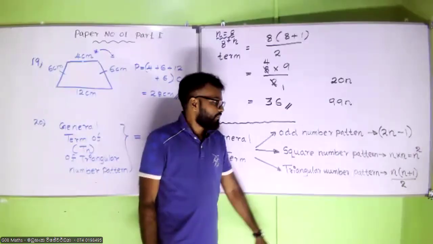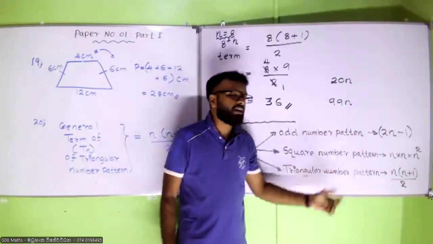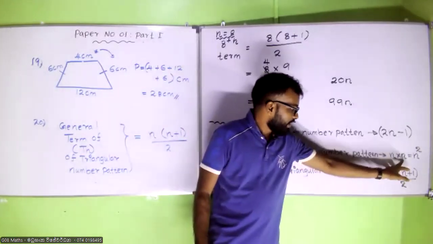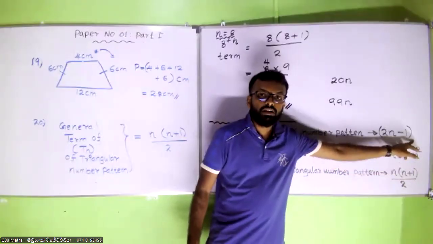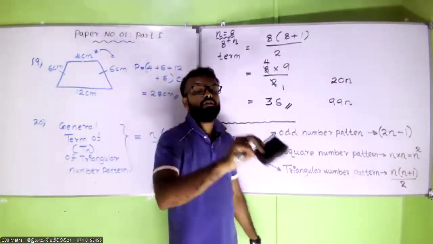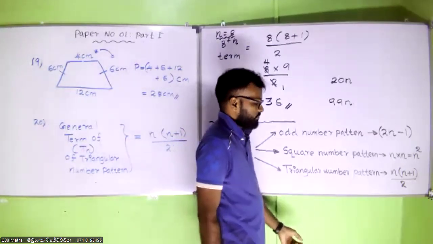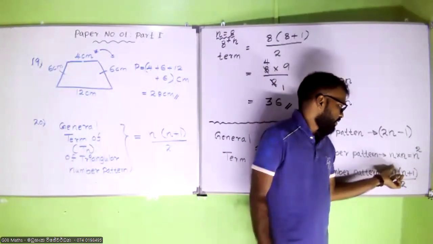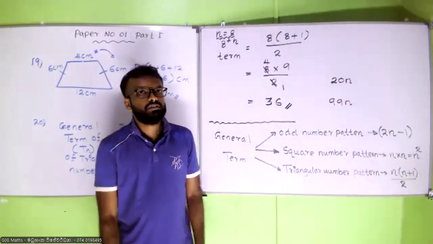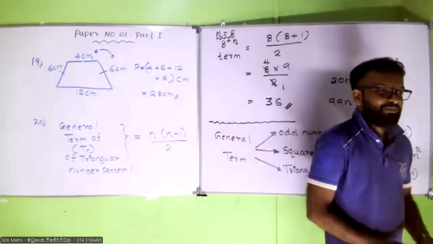What is the general term of the odd number pattern? 2n minus 1. What is the general term of the square number pattern? N into n, that means n squared. What is the general term of the triangular number pattern? N into n plus 1 divided by 2. Right? That's all. Correct.